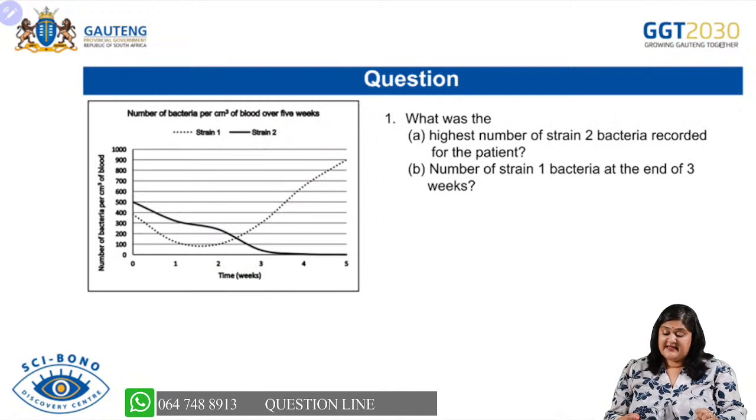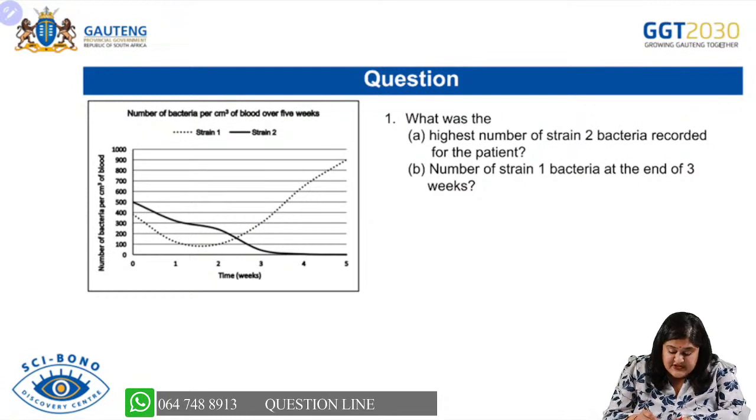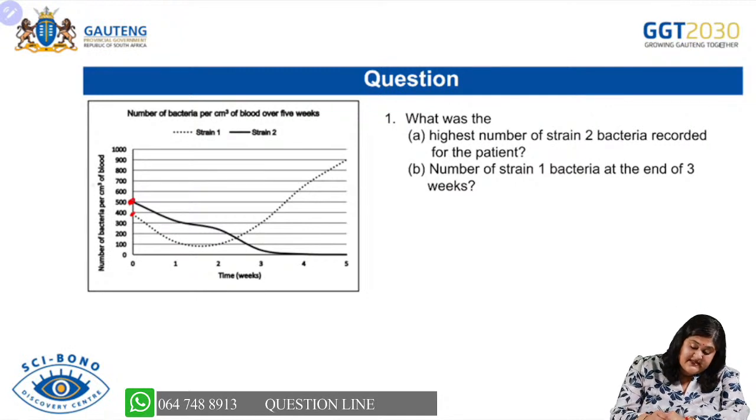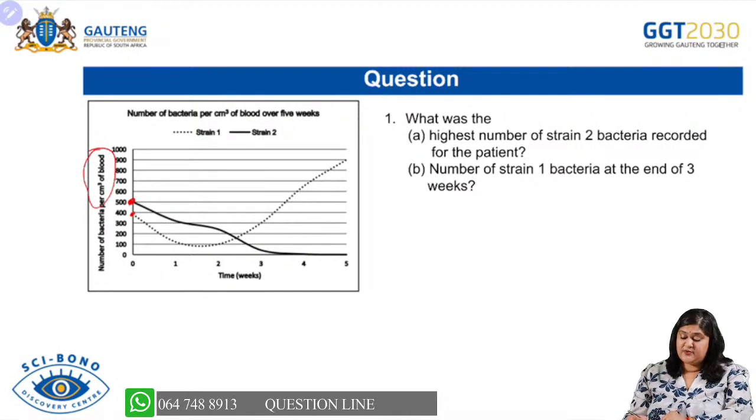What was the highest number of strain 2 bacteria recorded for the patient? Right, so we go to strain 2, and then we have at this point over here the highest bacteria recorded. Sorry, not that one. It is this one. It is strain 2, which is the solid line. It is 500 centimeters cubed. Please note that I'm getting the unit from here. Okay, centimeters cubed of blood.